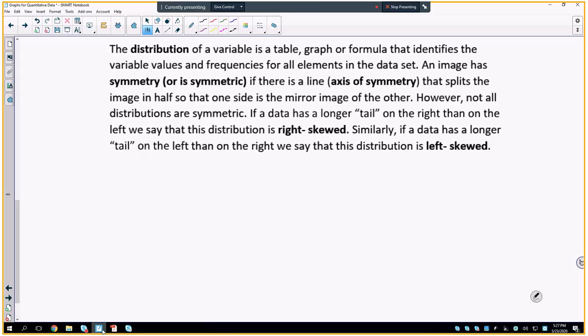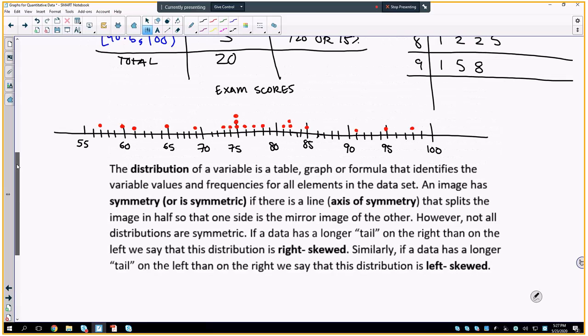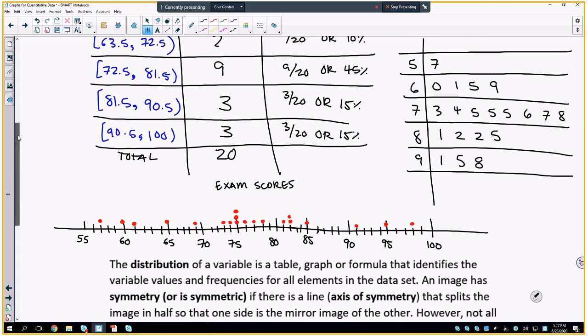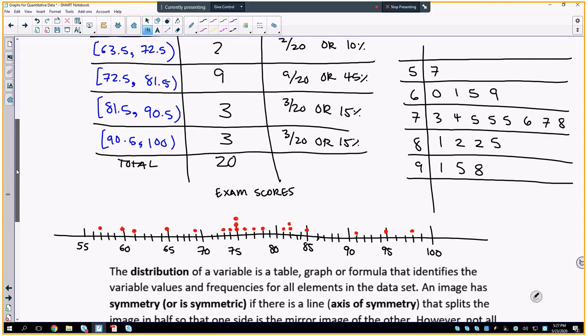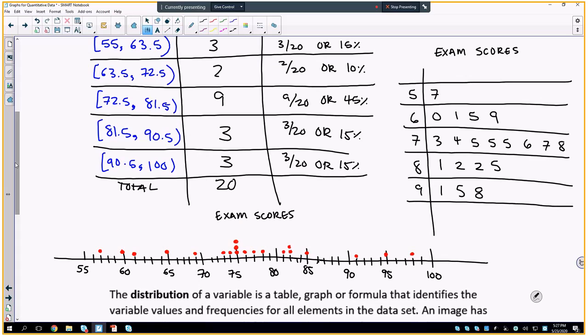For example, I think the last example that we did was very nearly symmetric if you looked at this stem and leaf plot for the exam scores. If you think about an imaginary line cutting through here, it's almost symmetric on both sides in terms of the numbers in the columns. The dot plot also looks close to symmetric.